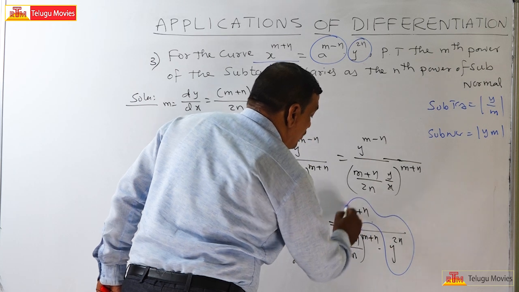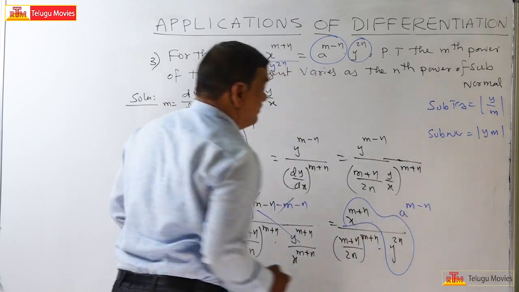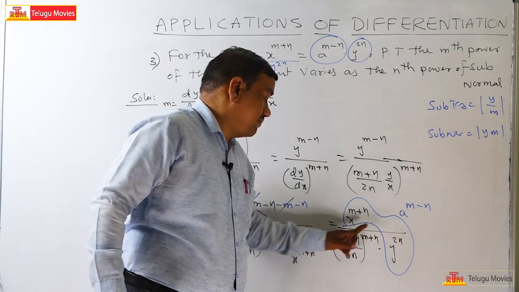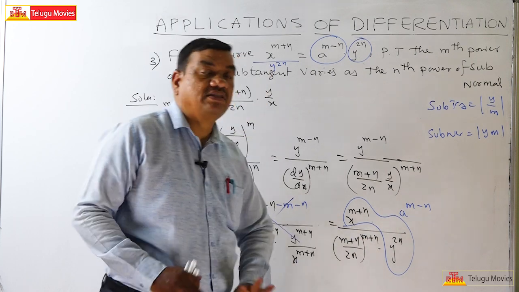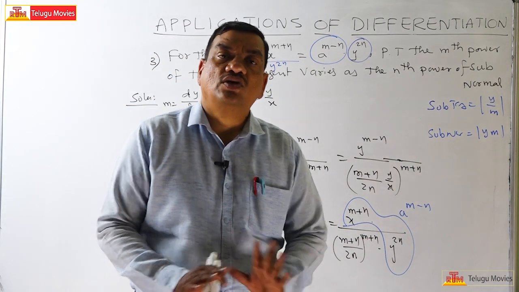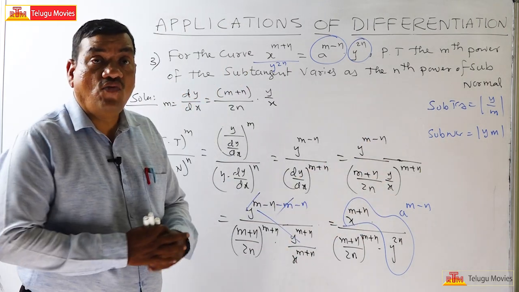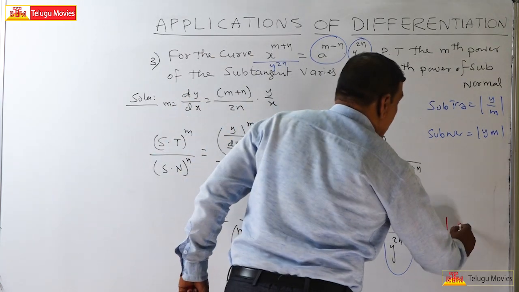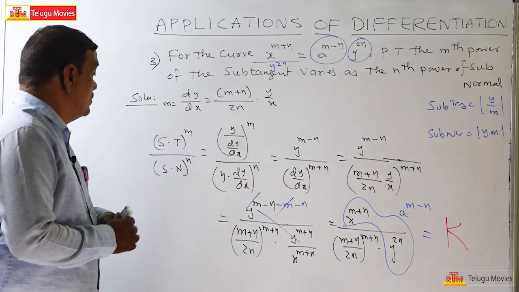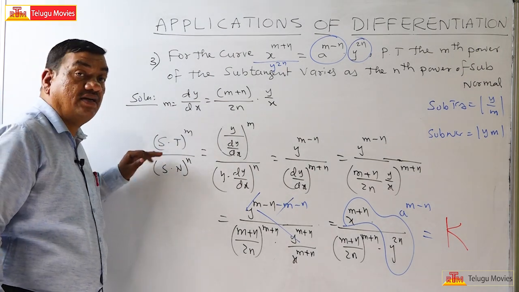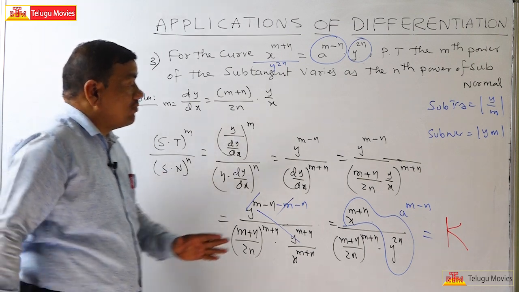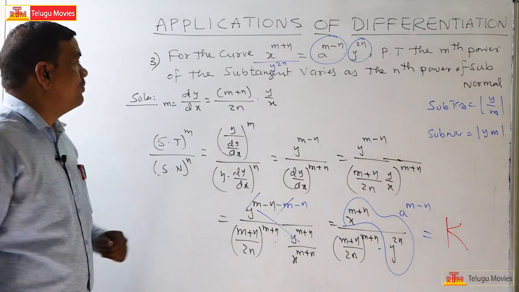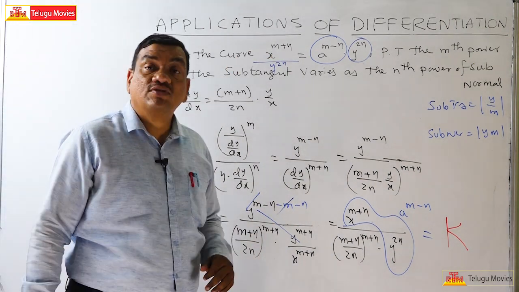Therefore, up to here we can write down a power m minus n. See here, the ultimate answer is a power m minus n by (m plus n by 2n) whole power m plus n. Is there any x value, y value? Nothing is there. It is independent of x and y. That's why this is a constant, some constant k. So what we proved? The mth power of subtangent divided by the nth power of subnormal is one constant. Therefore the mth power of the subtangent varies as the nth power of subnormal.